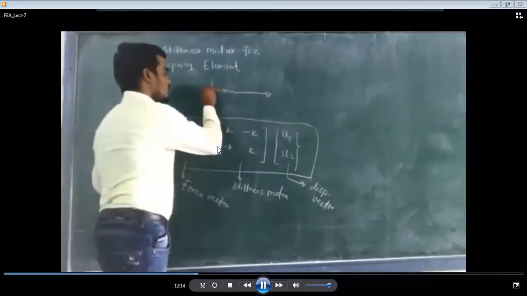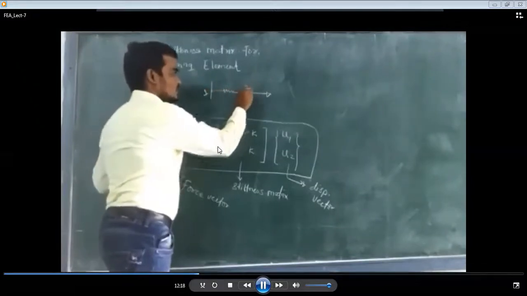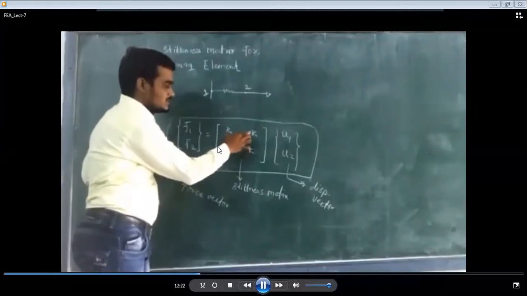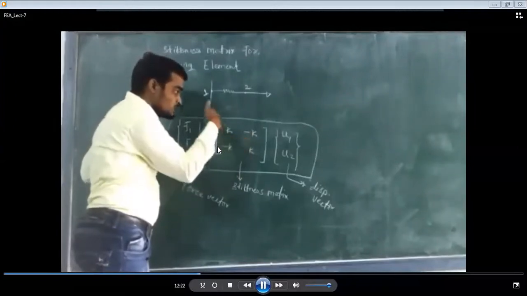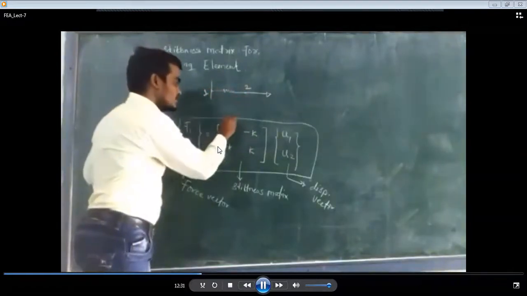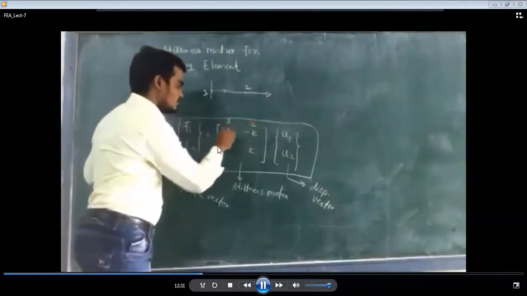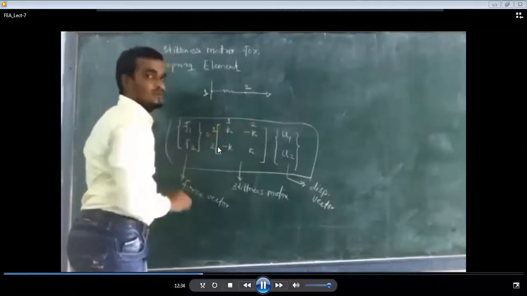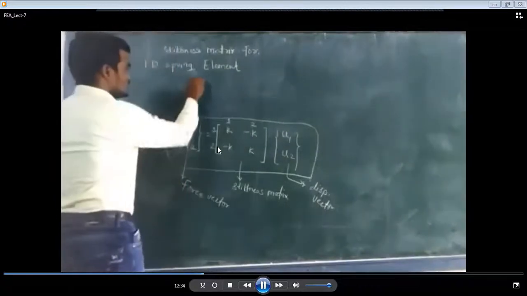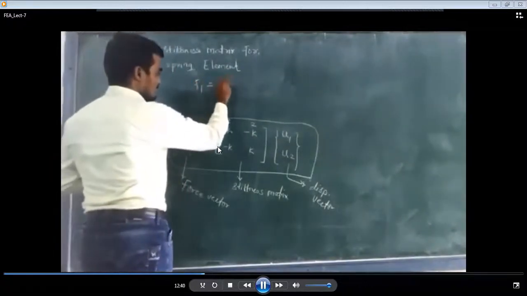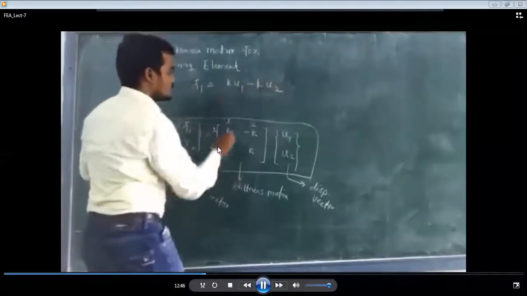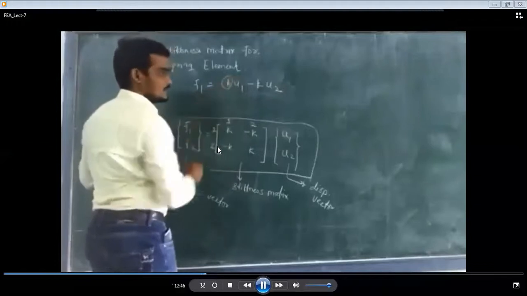Actually, we have derived this elemental stiffness matrix for one element only. Means if one spring element is there, then this is your elemental stiffness matrix, and its position is between node 1 and node 2. As there are two nodes, the order of this stiffness matrix will be 2 by 2.